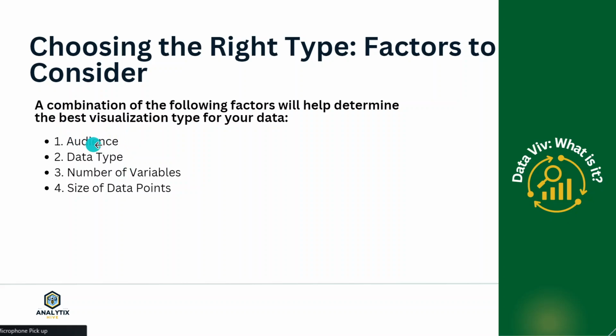So the first thing here is the audience, the people you are preparing the data or visual for, right? The second is the data type itself, the type of data you want to visualize, the number of variables in your data. Let's say you are plotting just one data contained in one column, or you have data contained or spread across multiple columns. These all determine the type of visual to use.